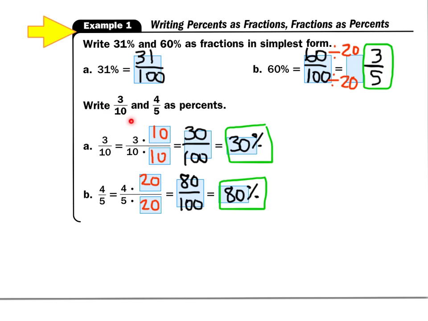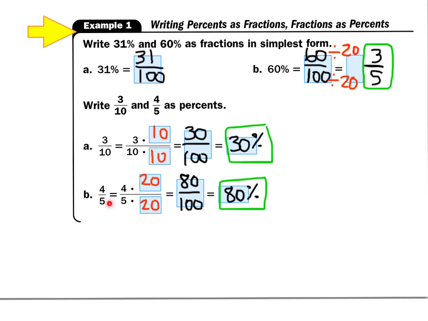Okay, and then write 3 over 10 as a percent and 4 over 5 as a percent. Well, if I want to just change 3 over 10 into a percent, I would just say, what could I do to the 10 to make it become 100? If I multiply by 10, I have to do that on the top as well. So 3 times 10 would give us 30 over 100, and that would be 30%.